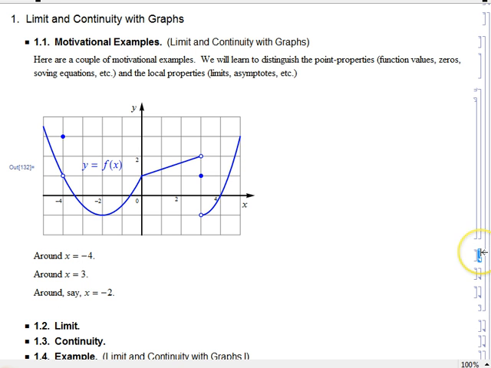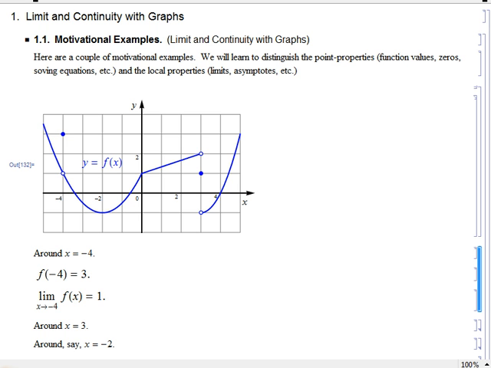Here's a basic notation. F of -4 is equal to 3. We discussed that. Next one, we talk about the local property. We read it as follows: limit as x is approaching -4, f of x is equal to 1. So x is getting closer and closer to -4, either from the right hand side or left hand side. Y-coordinate value on the graph is following and getting closer and closer and closer to 1. And that's what we are looking at, whether I move from the left hand side or right hand side.